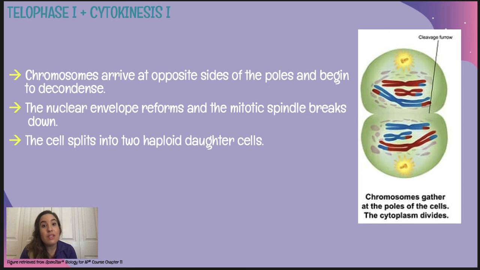Some of these events depend on the species, so some species may not decondense their chromosomes, or some of their nuclear envelopes will not reform. It all depends on the species.